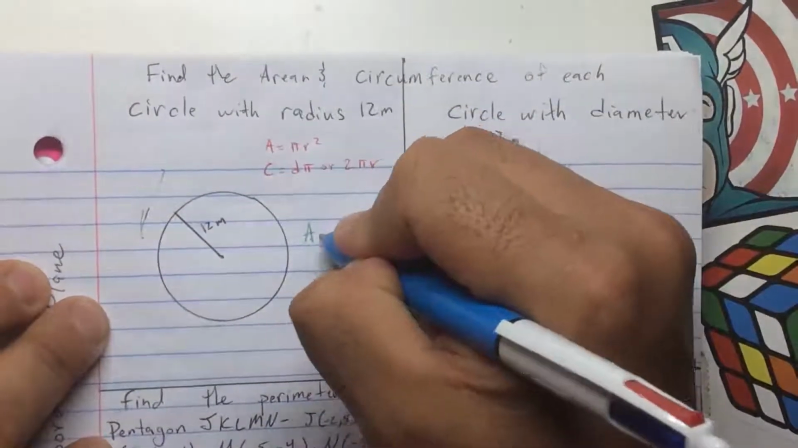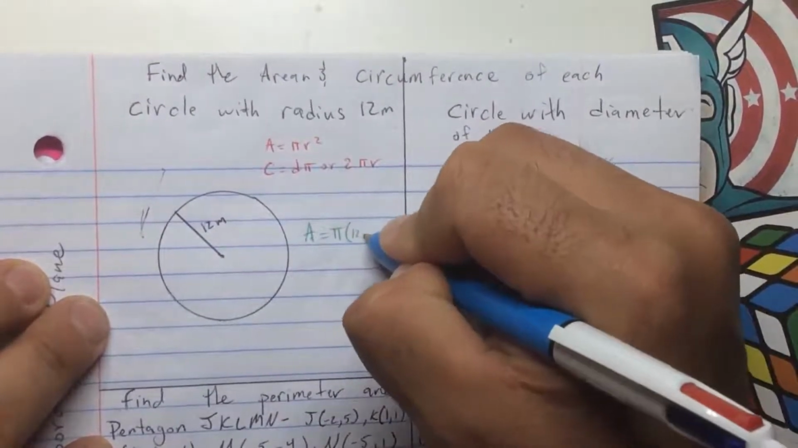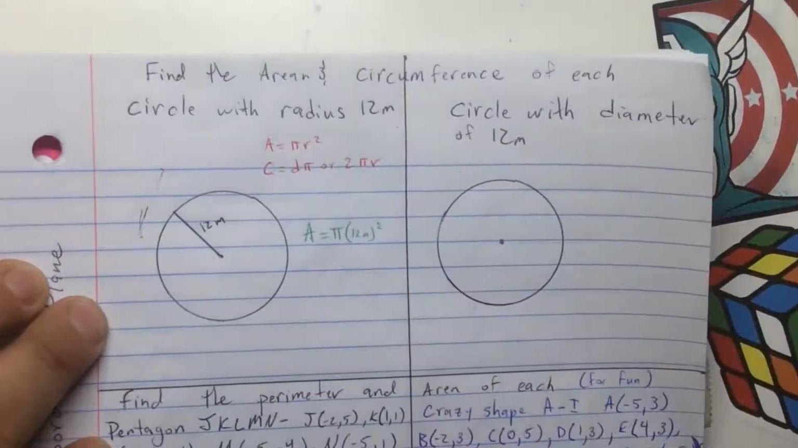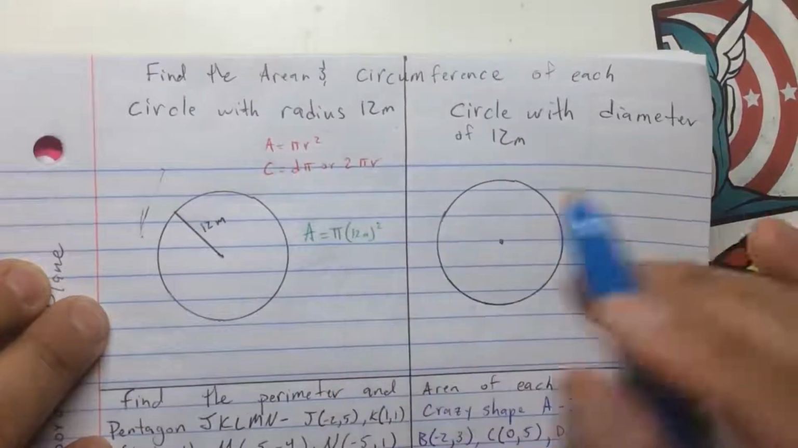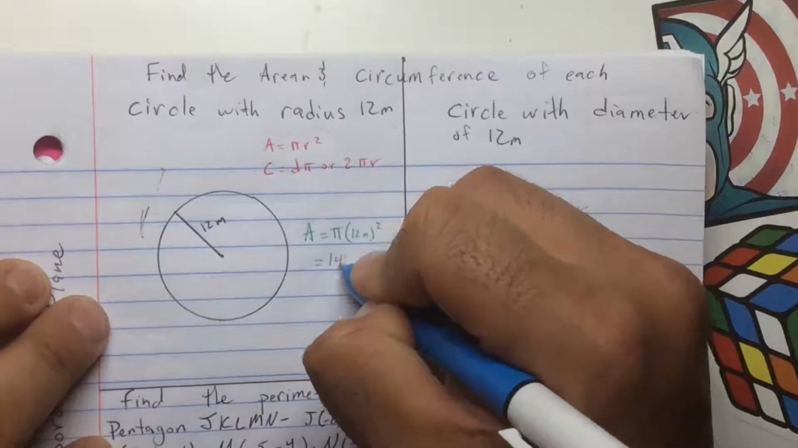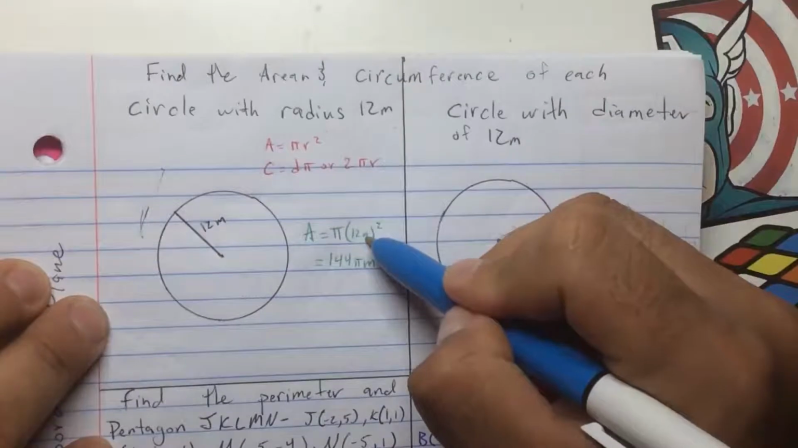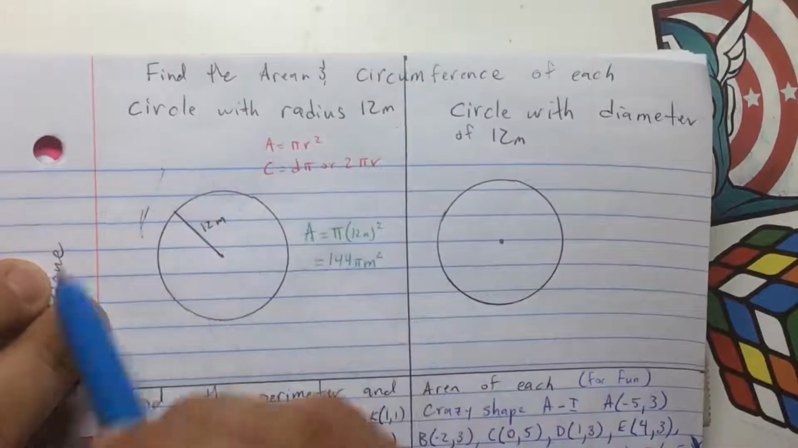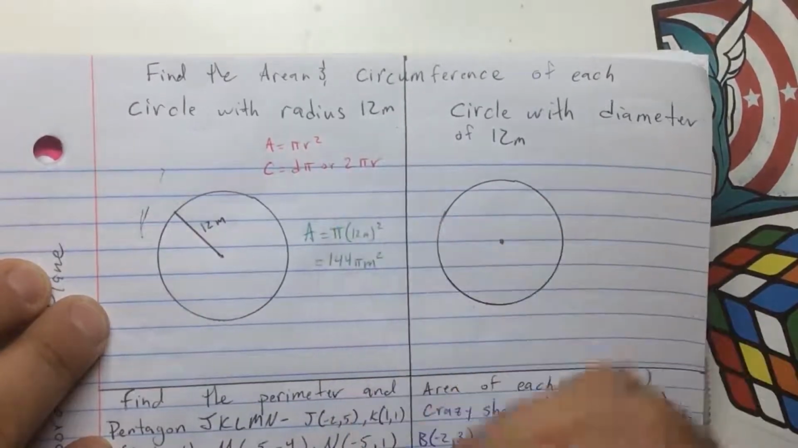So we have our area is equal to pi times our r, which is 12 meters, squared. We're pretty much done. We're just going to write this in the front. We can leave pi as pi. So 12 squared is 144 pi meters squared. Remember, the meters also get squared. Whenever we're dealing with area, we always have squared, and whenever we're dealing with volume, we always have cubed because it's a three-dimensional shape. This is 2D, so we have squared. All right, so that is our area.